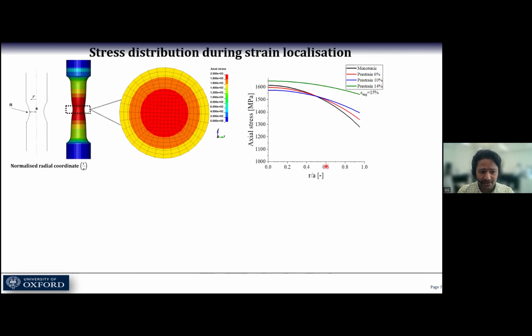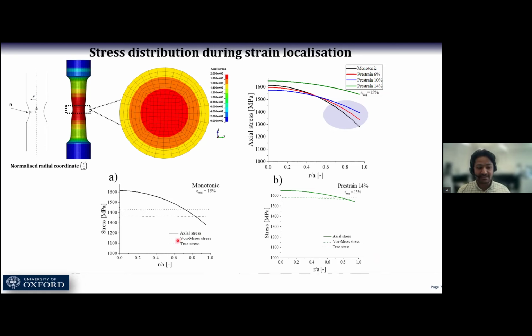I tried to plot here the axial stress distributions with respect to the normalized radial coordinates across the gauge section. If you look at this particular graph, you will see that as the pre-strain level increases, the stresses across the cross-section become flatter, clearly indicating how adiabatic heating in monotonic cases is affecting the overall stress evolution. To further elaborate, if we compare all three stress components, such as axial stress, von Mises, and true stresses, we find that there is a large difference between the von Mises and true stresses in monotonic cases compared to the pre-strain 14% samples.